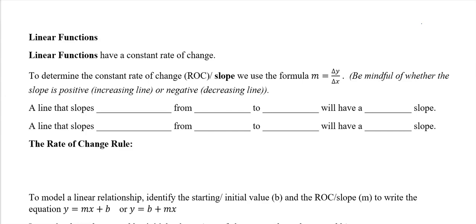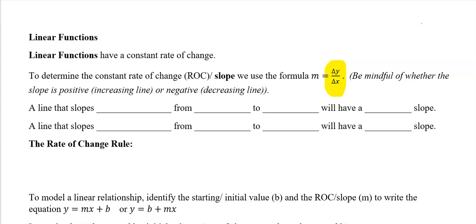So we have been looking at linear modeling in the past few lessons, and now what we want to do is summarize this idea of linear functions. So we know that linear functions have a constant rate of change. To determine the constant rate of change, and another word for that is slope, we use the formula m equals the change in the dependent variable, which we usually call y, over the change in the independent variable, which we usually call x.